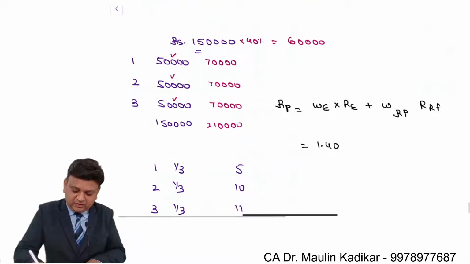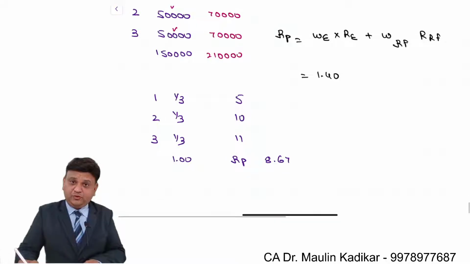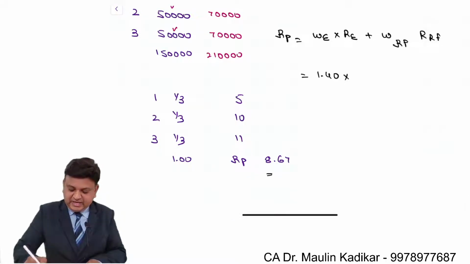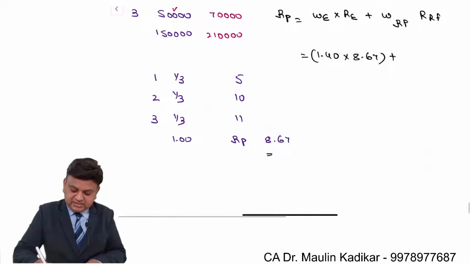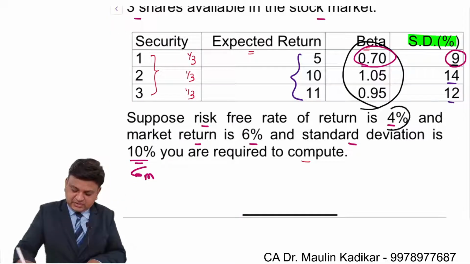I hope you recall a formula. Weight is calculated as amount of investment divided by amount held. This is a formula. So this is 1.40 multiplying with the return. What is the return? 8.67, plus weight of risk free is negative 0.40 into return of risk free, which is provided to us as 4%.